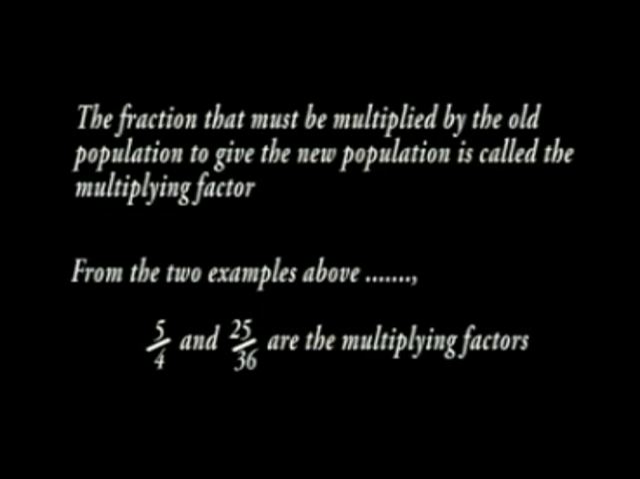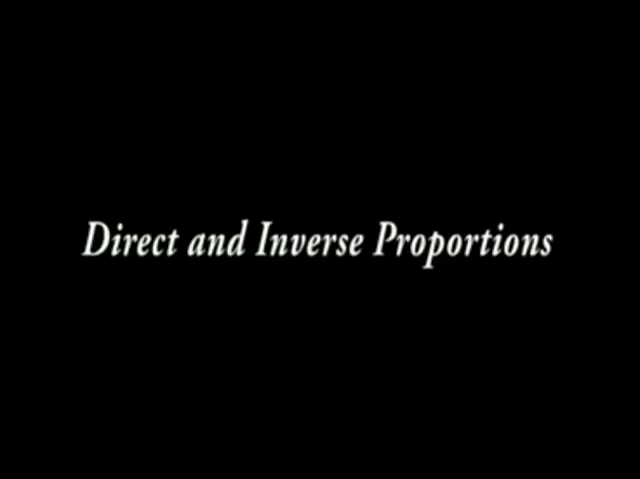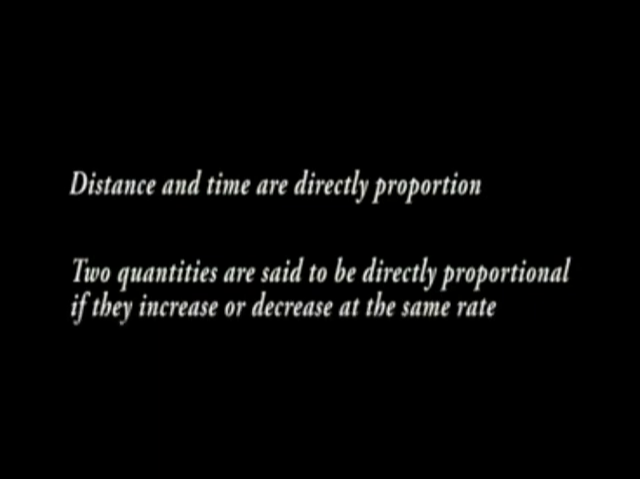Please note the arrangement of the ratio to form fractions in the respective scenarios, that is increase and decrease. Direct and inverse proportions. Consider a car speeding on a highway. The speed of the car is constant. The distance covered increases with time. In such cases, we say that distance and time are directly proportional. Two quantities are said to be directly proportional if they increase or decrease at the same rate.